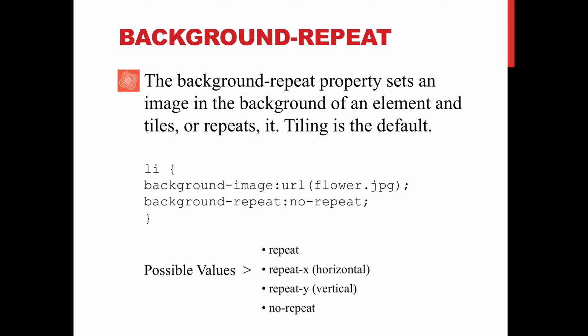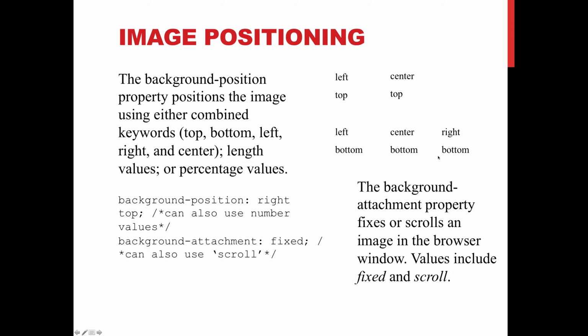You can use background repeat to make an image repeat over and over and over. You can make it repeat horizontally or vertically, or you can say, hey, don't repeat it at all. If you say repeat, it's just going to tile across the entire thing. You can also set the positioning to where it can be to the left, to the bottom, to the top, to the center, to the right, all of those.